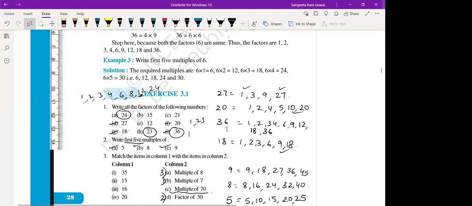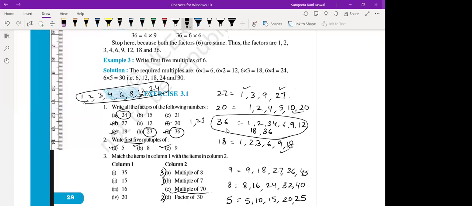See, now you have number of factors are finite. Now suppose when I said factors of 24, so you had some limited numbers, no? When we read the factors of 36, we had some limited numbers which are factors of 36. But when I say about multiples, multiples are many. Okay, there are infinite multiples.